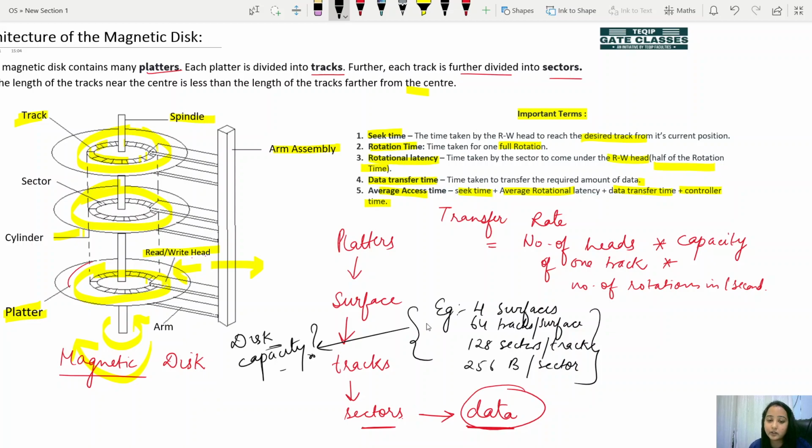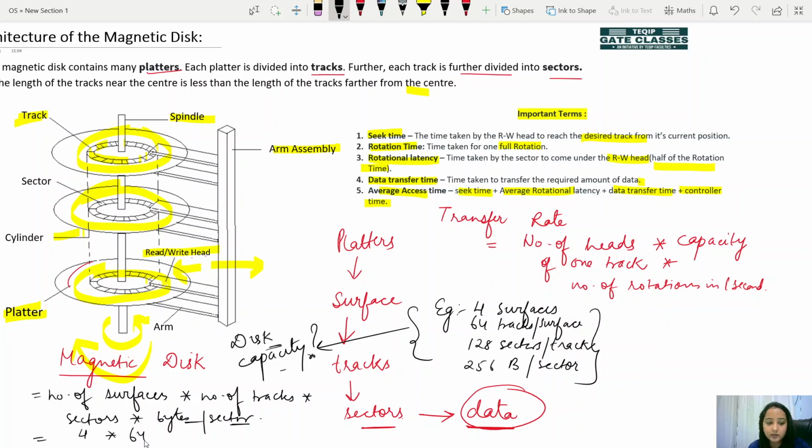Disk capacity will be calculated using all this. So what it will be? It will be number of surfaces multiplied by number of tracks per surface, multiplied by number of sectors per track and data per sector. How much data per sector is contained, you have to multiply with that also to calculate the disk capacity. So number of surfaces will be 4, multiplied by number of tracks, which is 64.